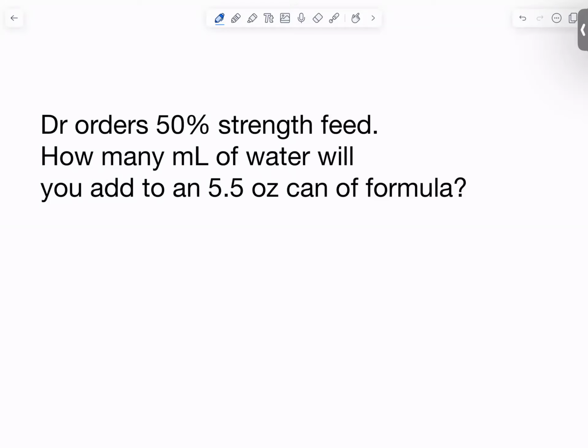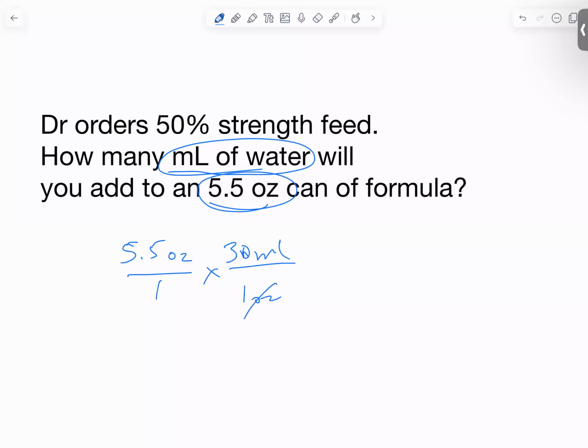How many milliliters of water will you add? So basically 5.5 ounces is what I'm going to add. The can has 5.5 ounces. I convert ounces to milliliters because for intake and output, we always do milliliters. So it's 30 milliliters, so ounces cross off. I have milliliters. So 5.5 times 30 is 165 milliliters.